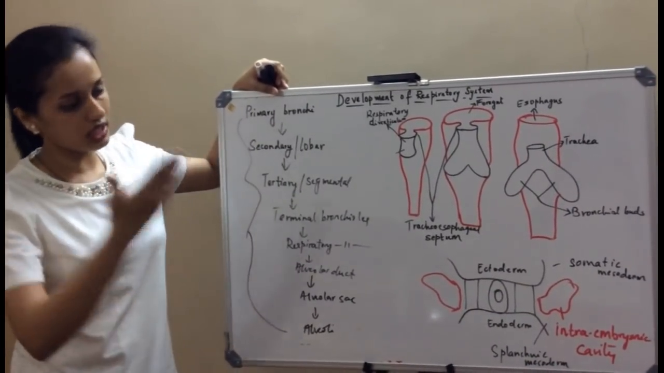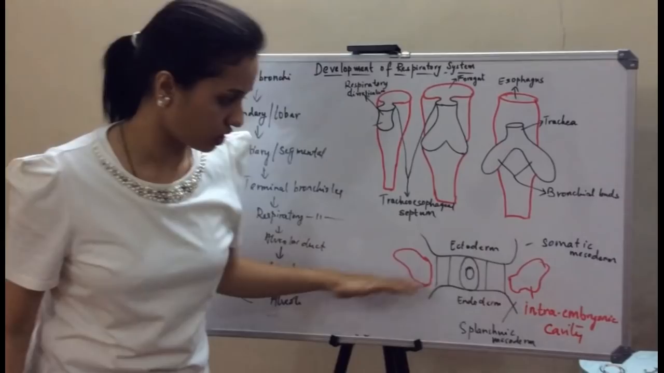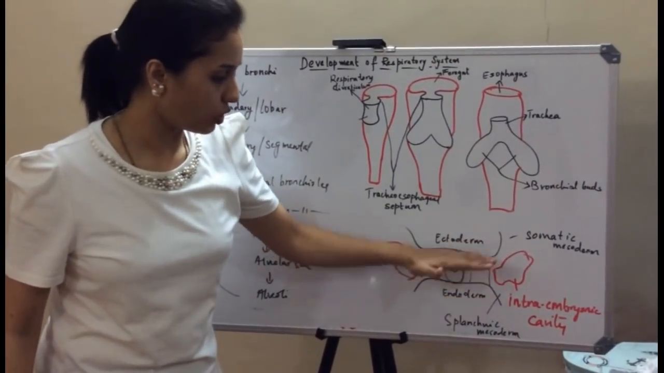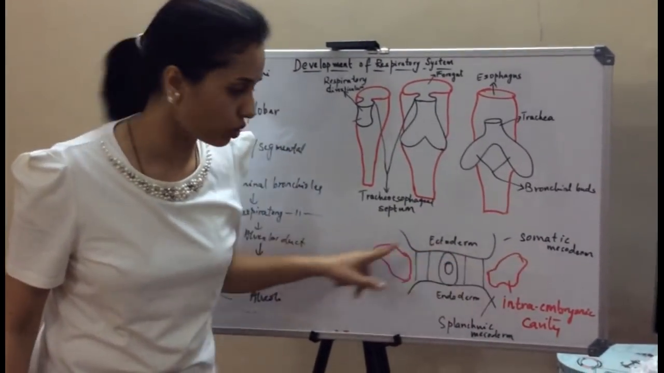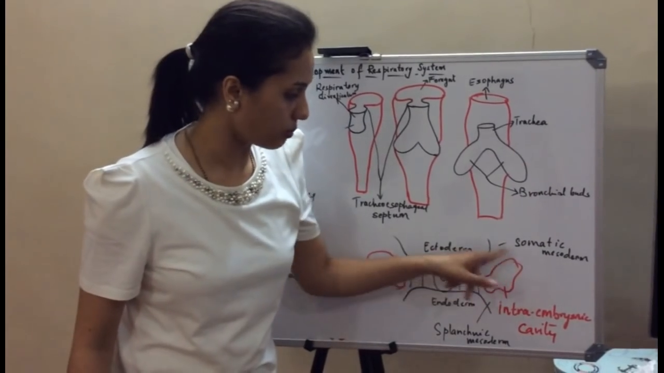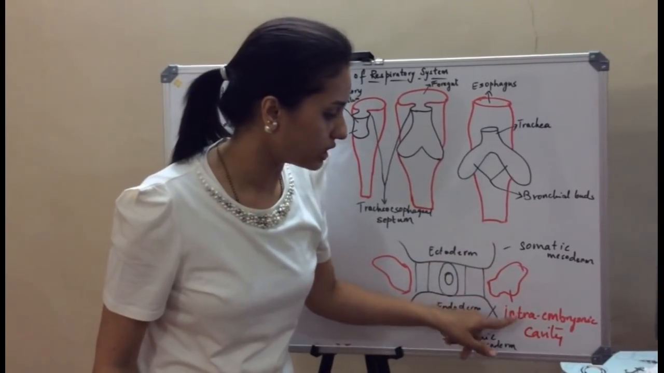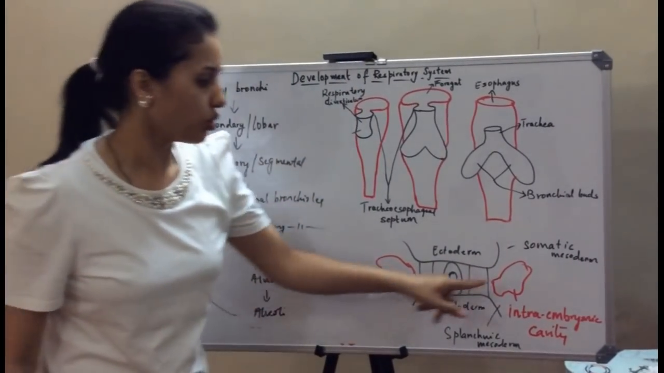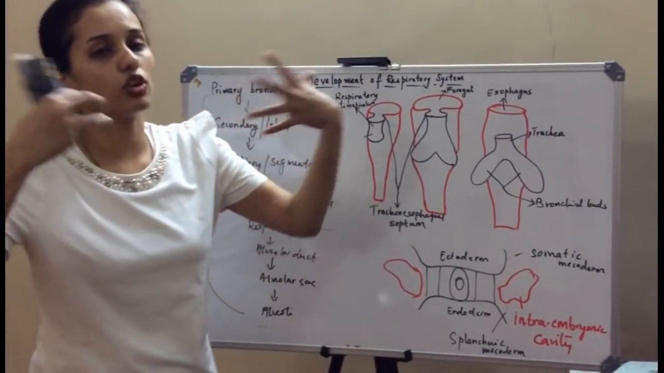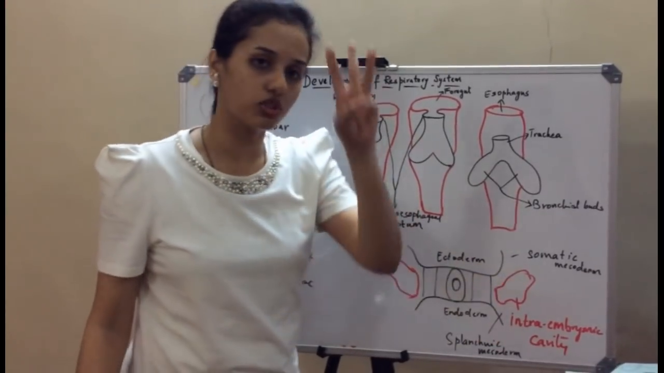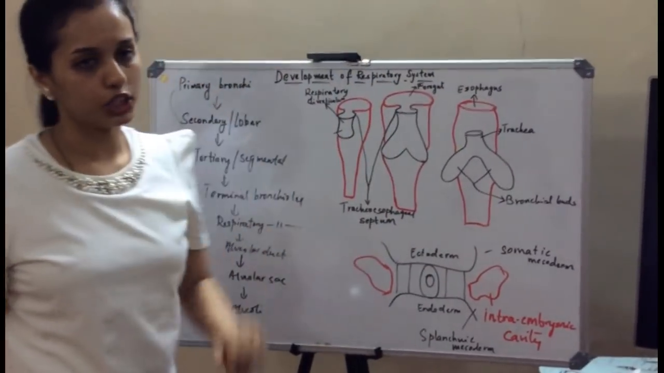From where does it develop? As I told earlier, this is a picture showing the ectoderm, endoderm and mesoderm, which is divided into three areas: paraxial, intermediate and lateral mesoderm. Lateral mesoderm is again subdivided into somatic and splanchnic mesoderm by the development of a cavity called the intraembryonic cavity. This is the primordium for the body cavity. As the embryo grows, this cavity also expands and gives rise to the three body cavities, which include the pleural, pericardial and peritoneal cavity.